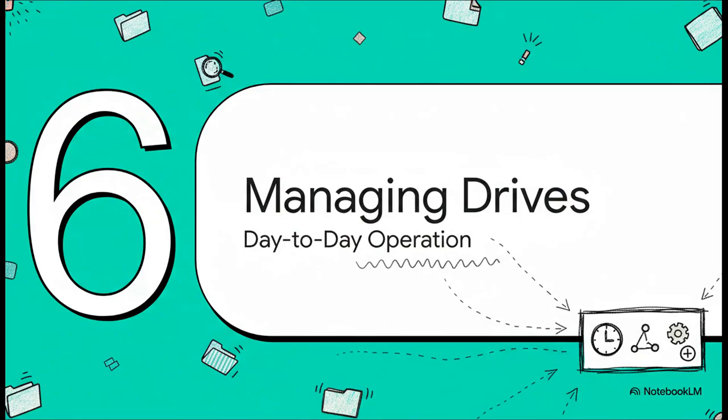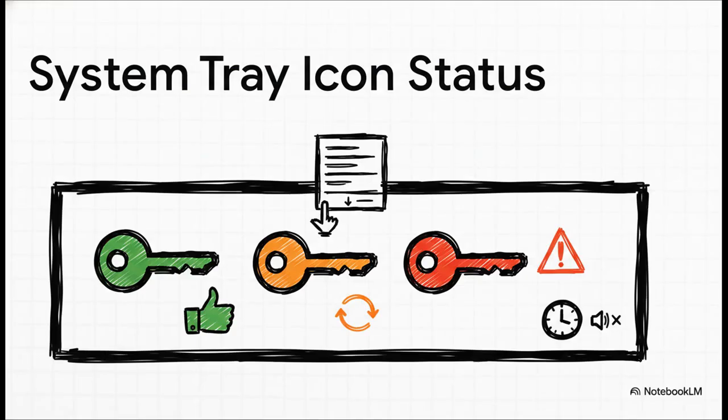So the drive's been created, but how do you actually manage it? Well, everything you need is tucked away right in your system tray, down by the clock. You'll see a little key icon. The color tells you what's going on at a glance. Green means everything is running just fine. Orange means it's actively syncing something. And red means there's some kind of alert you should probably check out.